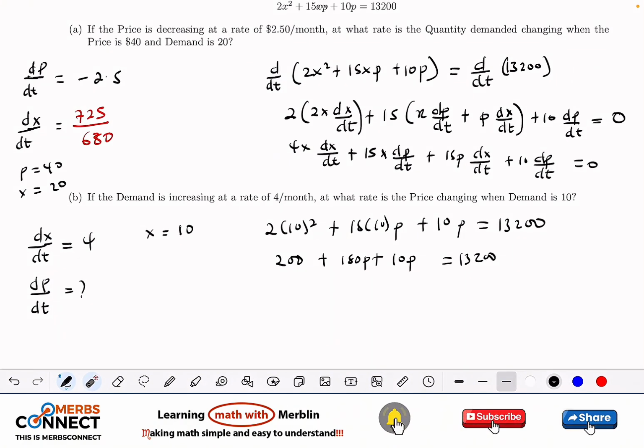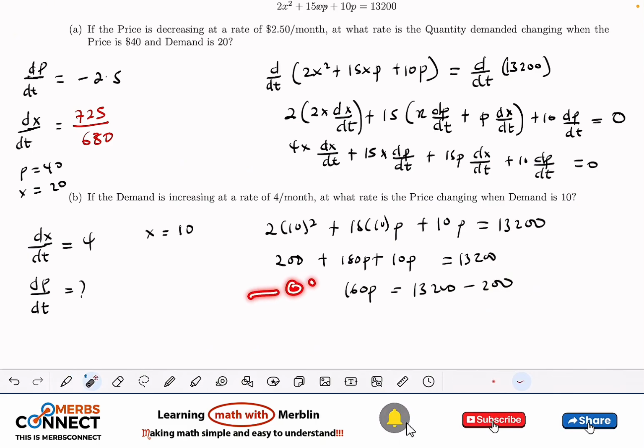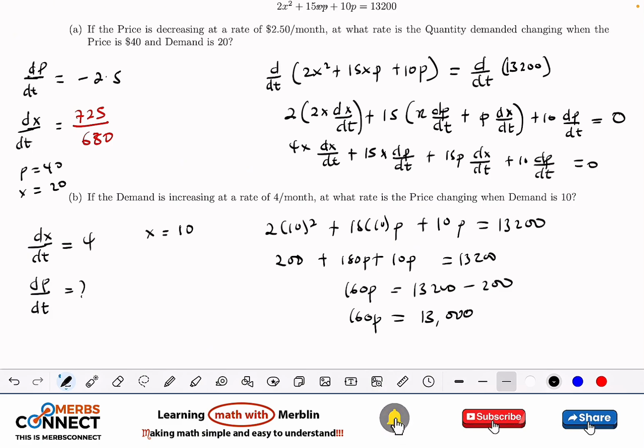13,200. So when I add this, I'm going to have 160p, which is equal to 13,200 minus 200. Because when I subtract 200 here, subtract 200 here. So 160p is equal to 13,000. Yes. So now what will be p? I divide this one by 160, divide this one by 160. So let's see what you are going to get for p.